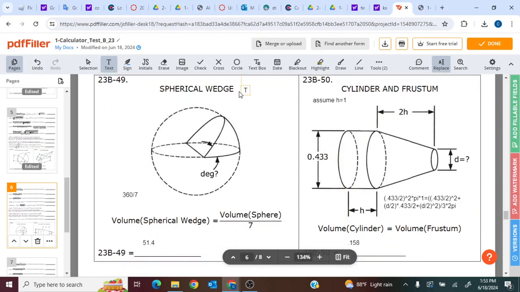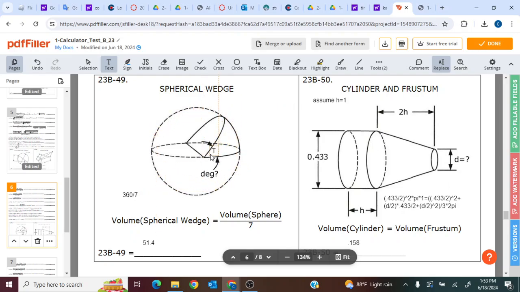49, volume of a spherical wedge. Well, you can imagine this entire thing, or they're looking for this degree right here. You can imagine this entire circle is made up of a total of 360 degrees. The entire sphere is being modeled as a circle.